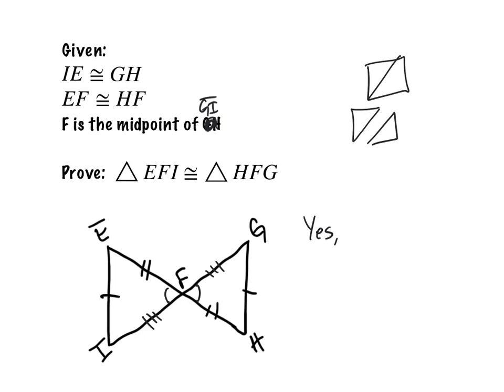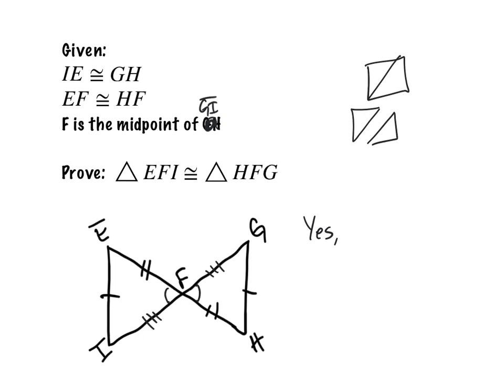So I know it's going to be yes, right? Because they've told me to prove that they're congruent. So I know that they're going to be congruent. The question is, how do I know? So remember, I have those 2 options. All the angles are there, but all the sides are there too. Okay, so I have all the sides, right?